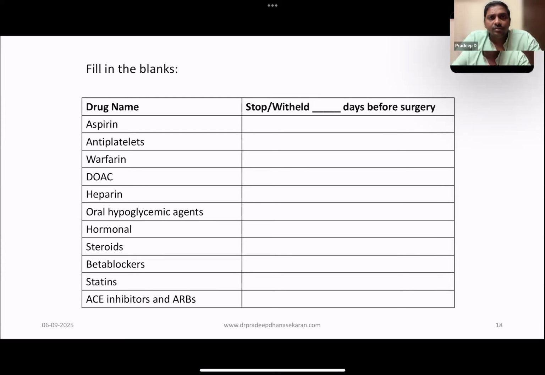Right. So now let's understand the drugs and their characteristics. These are the drugs which should be stopped or withheld, with the number of days before surgery. Antiplatelets like aspirin can be continued during surgery if the risk is high, or it should be stopped for 1 day.